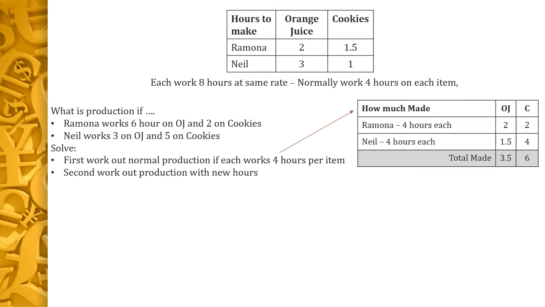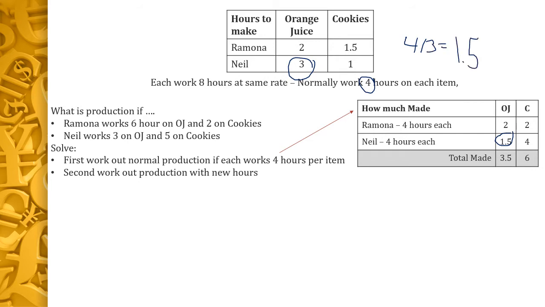So how did we get down to 1.5 for Neil right here? Well, again, it's the same thing. It takes him 3 hours to make orange juice, but he's working 4 hours. So what we know is he's going to make at least 1 full one because of that. But if we divide 4 divided by 3, you're going to see that equals 1.5.